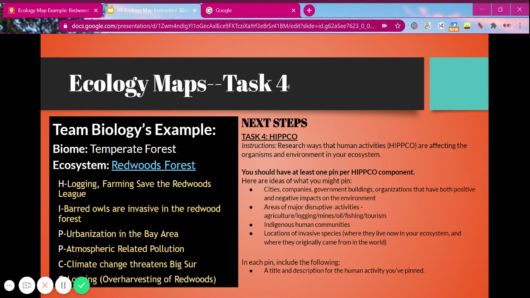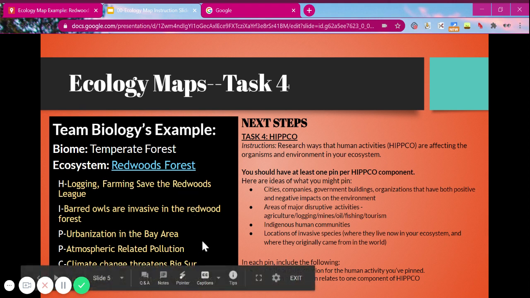These are the 3 things that you'll be including in each of your pins. You need the title and the description for the human activity that you've pinned. Explain how this pin relates to one of the components of HIPCO, and include a picture. For Team Biology's example, we actually pinned several for some of the letters of HIPCO. For the letter H, we have habitat destruction. We have logging, farming. We also have Saving the Redwoods League. And you can see the rest here.